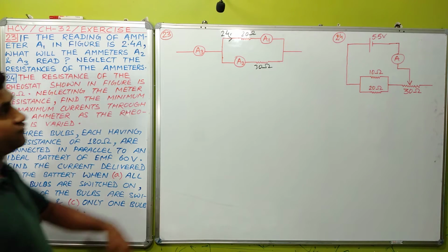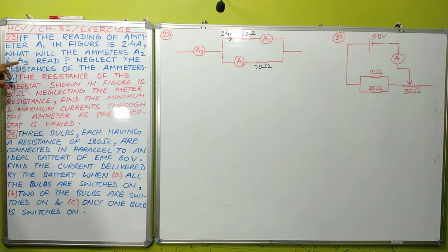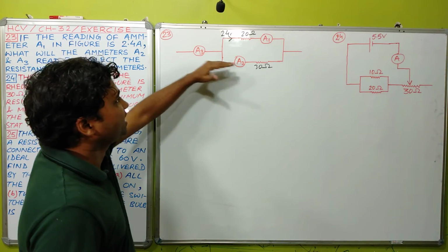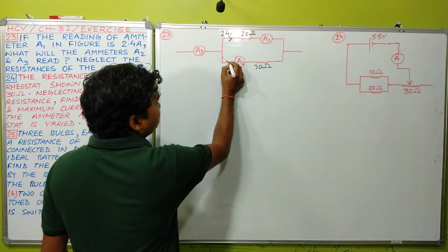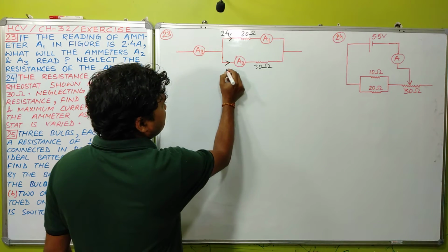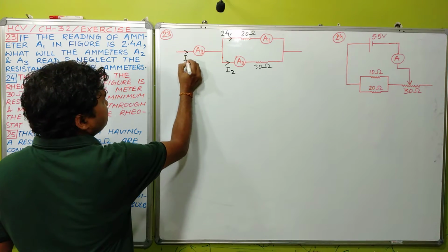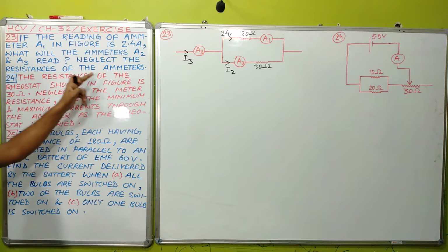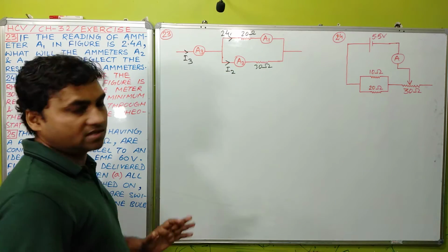The current flowing through this section is 2.4 ampere. This is given. Then we have to find what ammeters A2 and A3 will read. In other words, we have to find the current flowing through this section, let this be I2, and through this section, let this be I3. Neglect the resistances of the ammeters, if there is any.